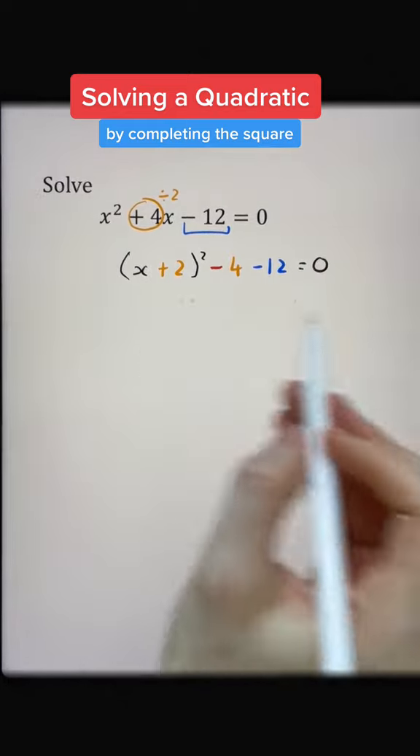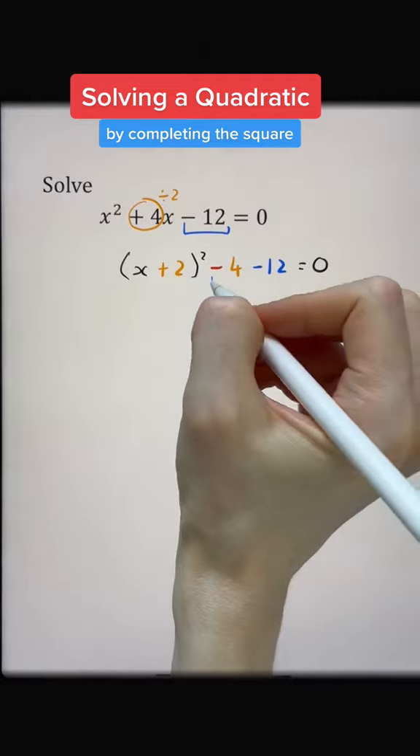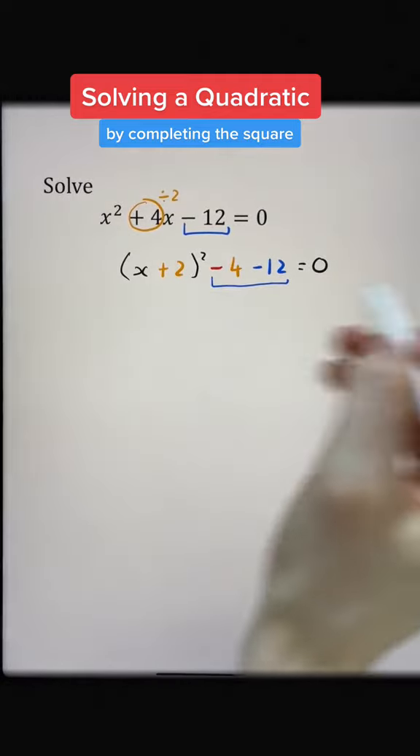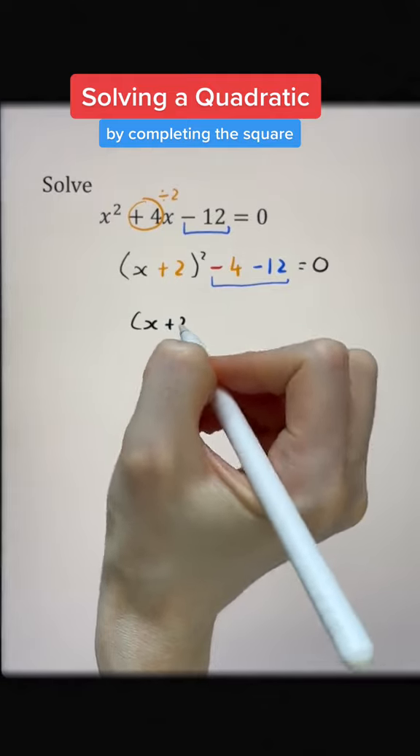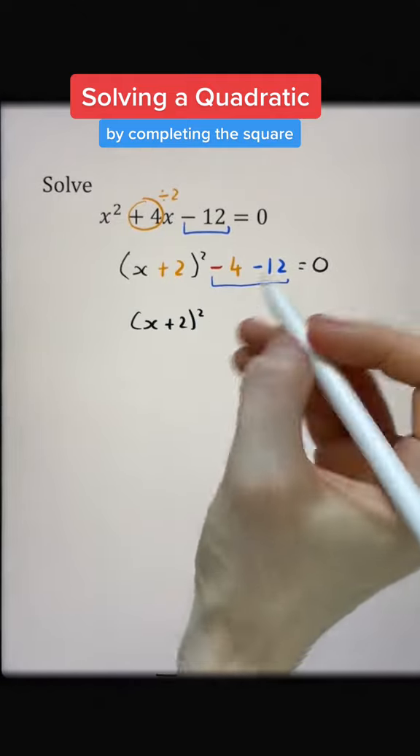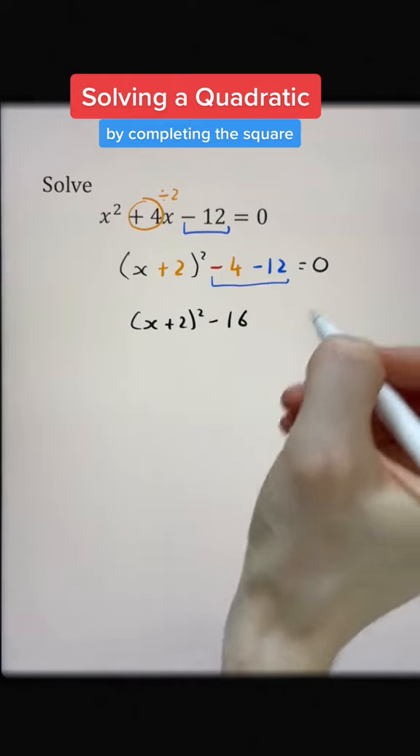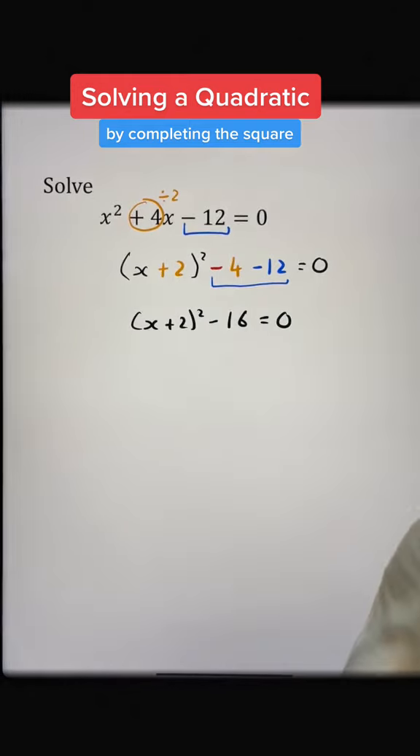As I'm solving for x, I now need to collect like terms on the right hand side, my number terms. So I'm going to leave my square brackets alone. Here I've got x plus 2 in brackets all squared. Negative 4 subtract 12 simplifies to give us negative 16, and my quadratic is still equal to 0.